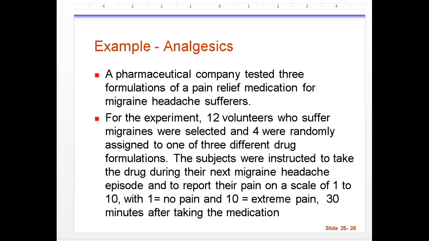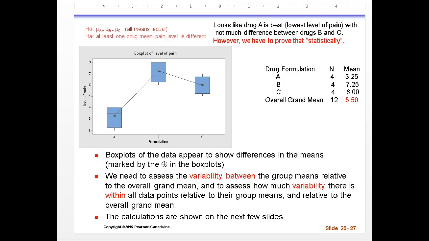That's important. The subjects were instructed to take the drug during their next migraine headache. Once the headache started, they had to take the medication, and 30 minutes later, they had to report on their level of pain on a scale of 1 to 10, with 1 being no pain and 10 being extreme pain.